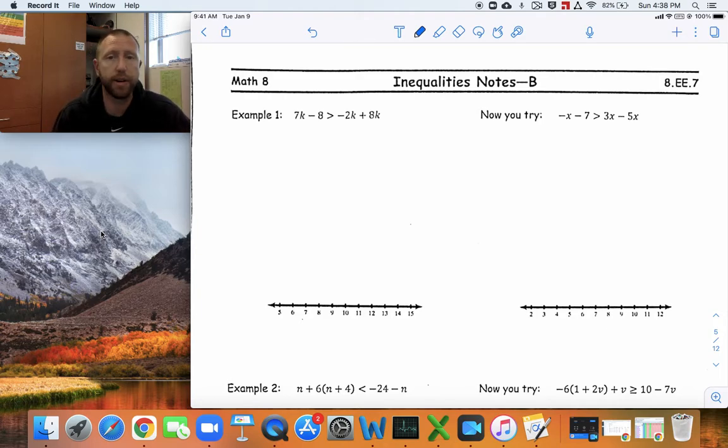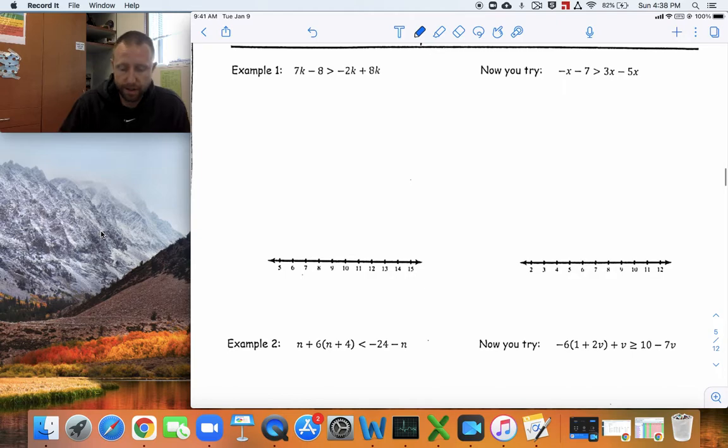You can pause the video after I do the first example, and I'll remind you. Then try that one on the right by yourself, and then unpause the video and watch me solve it. Did you do it the same way? Did you get the same answer? Were you able to graph it correctly? And just check yourself, okay? This should look familiar because, like I said, we just solve these the same way that we do equations.